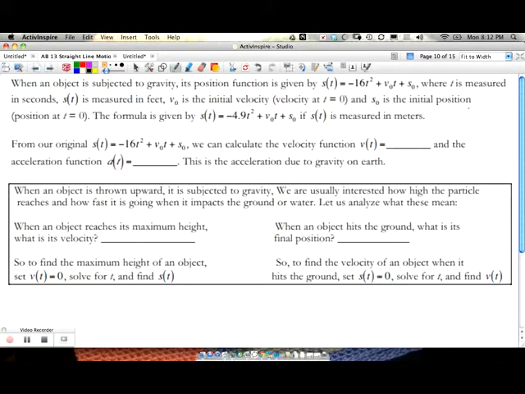So here we are, straight line motion, part two, part dos, number two.